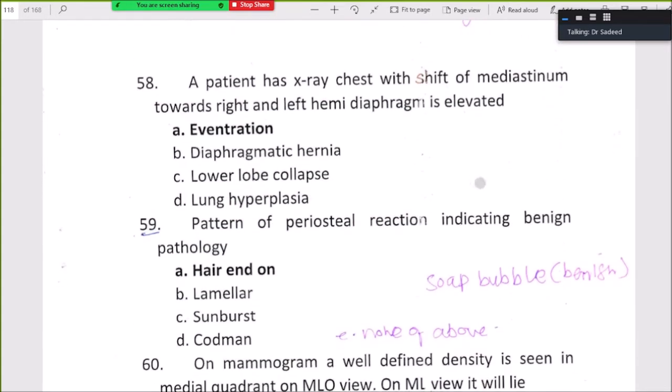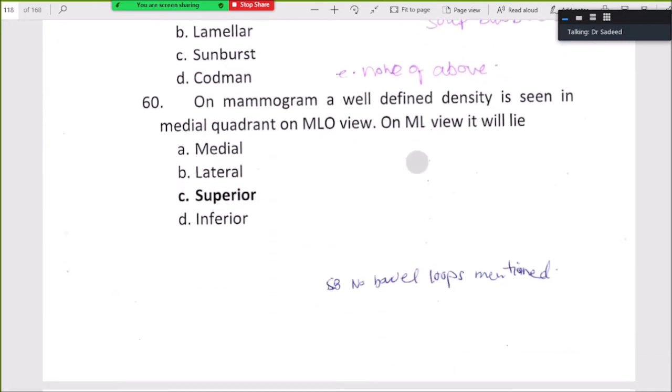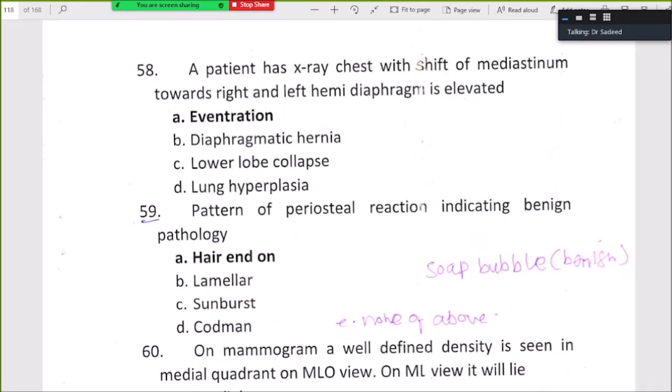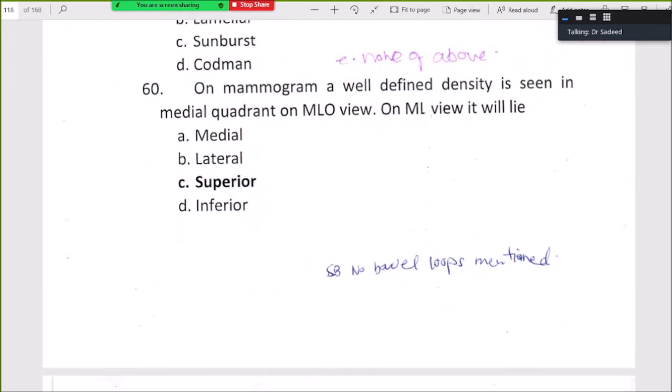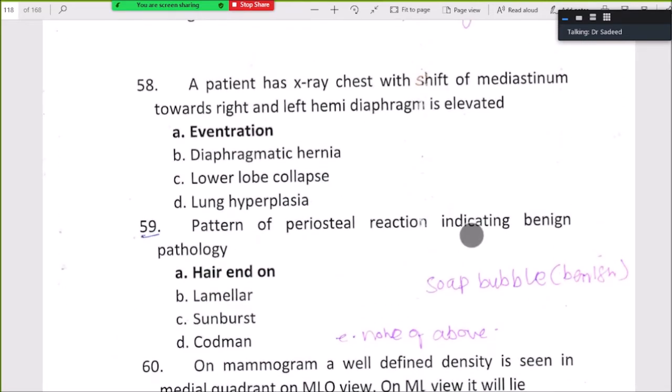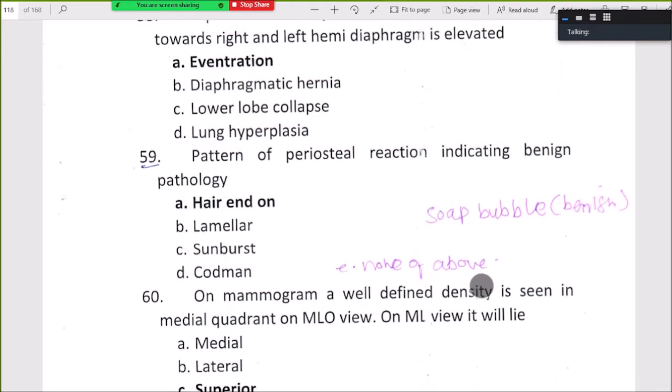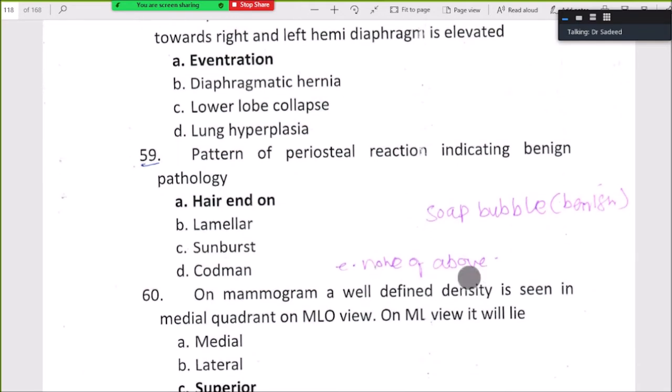58. The patient has an X-ray chest with shift of mediastinum towards the right and left hemidiaphragm elevated. Diagnosis: eventration. It cannot be diaphragmatic hernia because there is no bowel loop mentioned in the MCQ. Diagnosis: eventration.